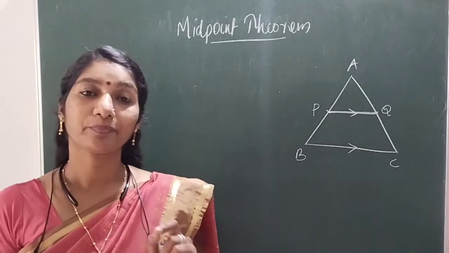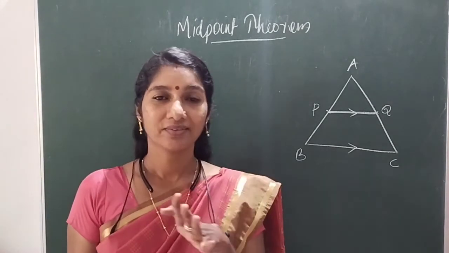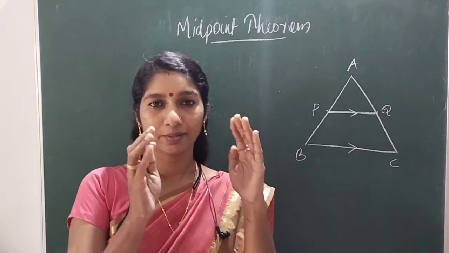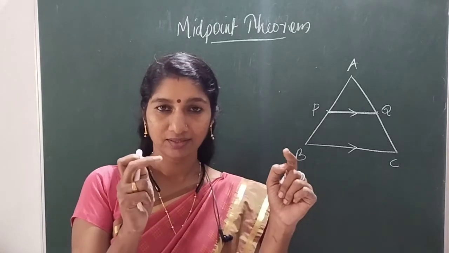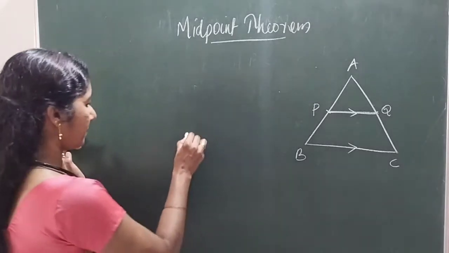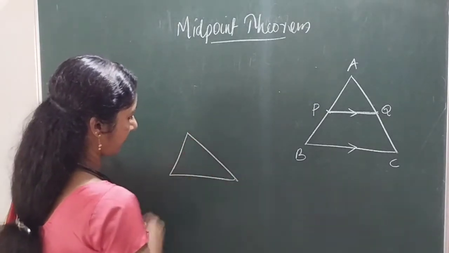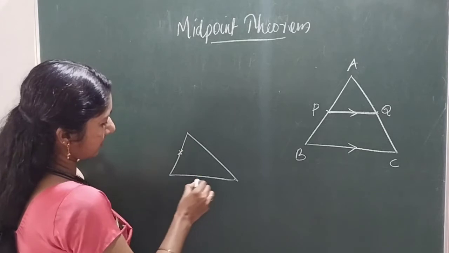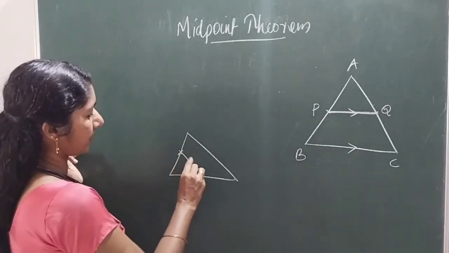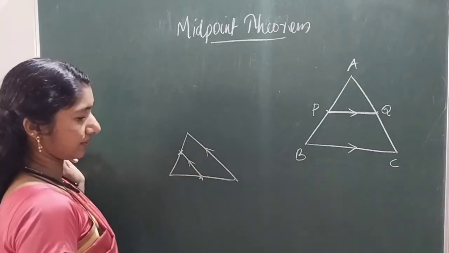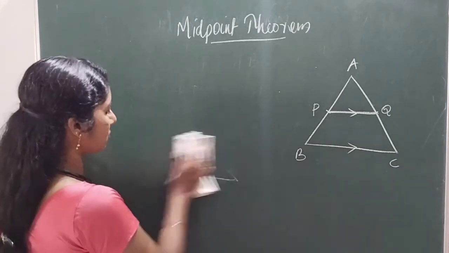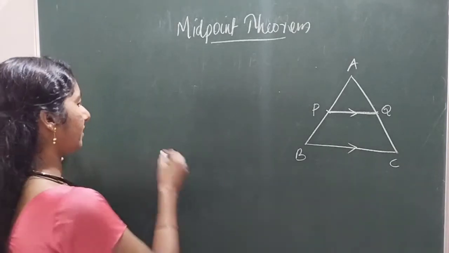This is midpoint theorem. What is given? In a triangle, any two sides' midpoints joining, that line segment will be parallel to the third side. Suppose we have one triangle like this. We are taking this is the midpoint and this is the midpoint. When you are joining the midpoints, you will get a line segment that will be parallel to the third side. Understood? Okay.